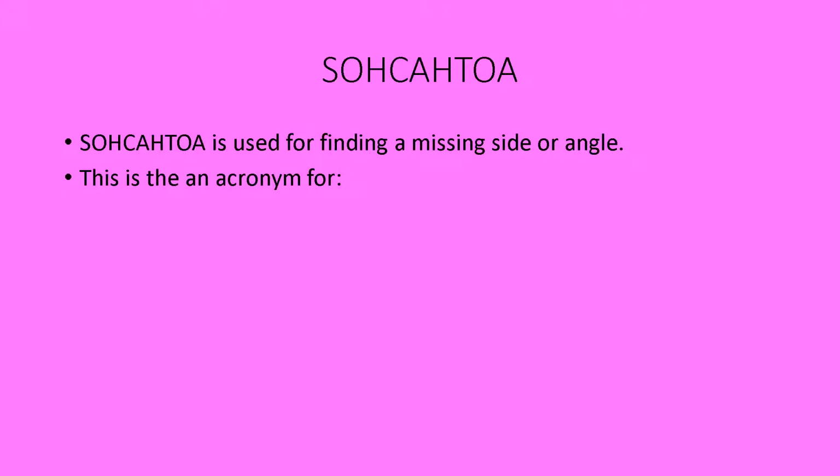So next we have a concept that most people refer to as SOHCAHTOA, and SOHCAHTOA is used for finding a missing side or angle of a right triangle. It's also an acronym, which is probably the most important part. So the S, the O, and the H go together. The sine of theta is equal to opposite over hypotenuse.